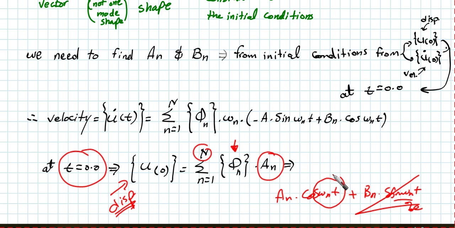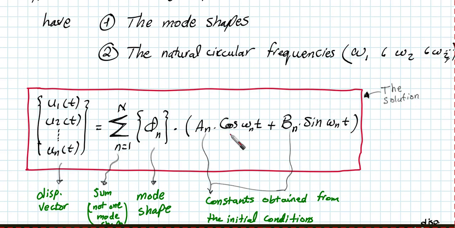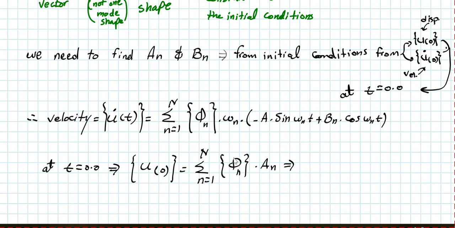let me check this, please. Yes, we have cosine omega nt here. So cosine 0 is going to be 1, and sine 0 is going to be 0. So bn would vanish, and we are going to be left with an only. Okay, that's right. So in this case, we are going to find that our modal amplitude vector is multiplied by a constant called an. This is when it is only at the initial condition at u of 0, when t equal to 0.